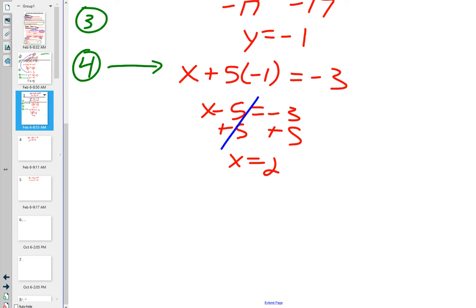How would I write this as an ordered pair? 2, negative 1. Even though the x came second, alphabetically it comes before y, so it's x and then y. You've got to be careful with that. And an entire quarter of every question is going to be based on, do you know how to write it correctly?